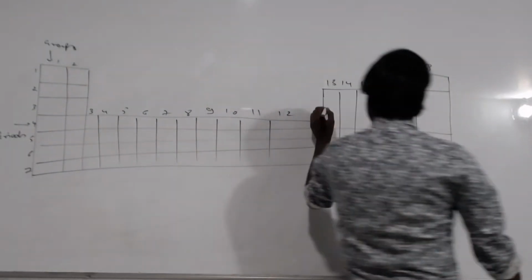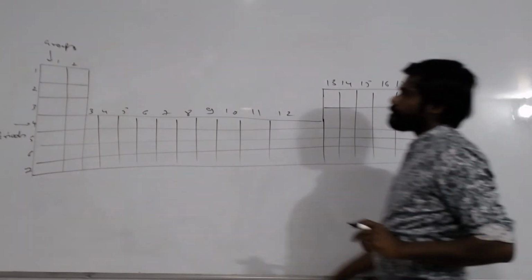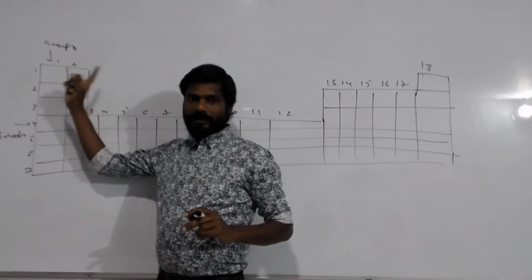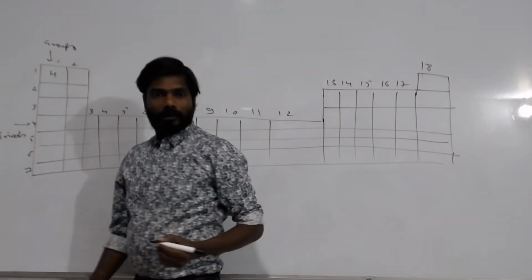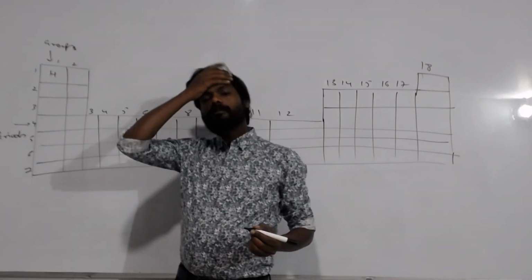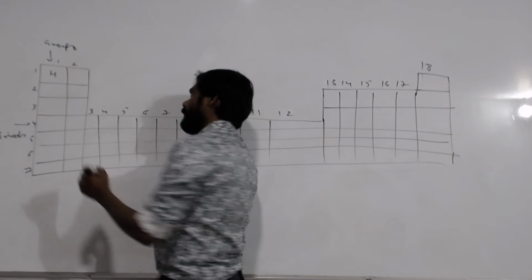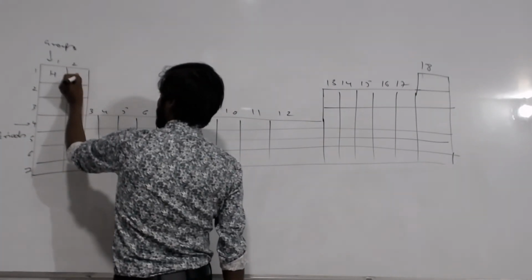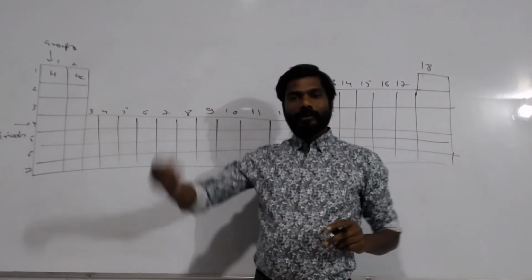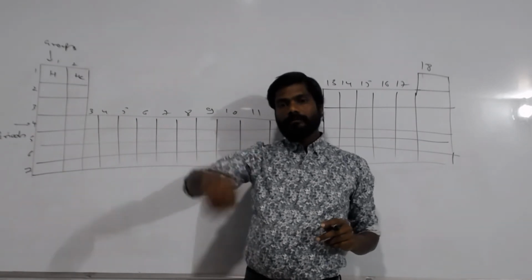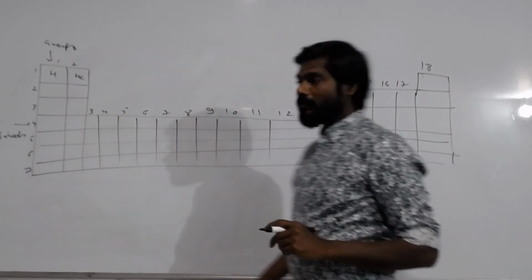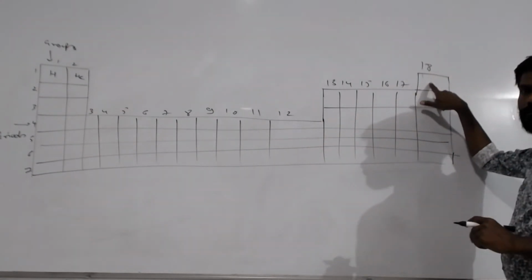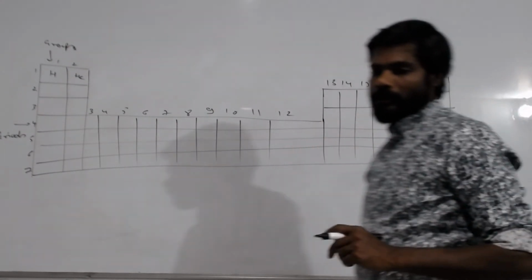Now here, the first element is the hydrogen. The second element is helium. Helium must be placed here because of its electronic structure. But the properties of helium resemble this group.